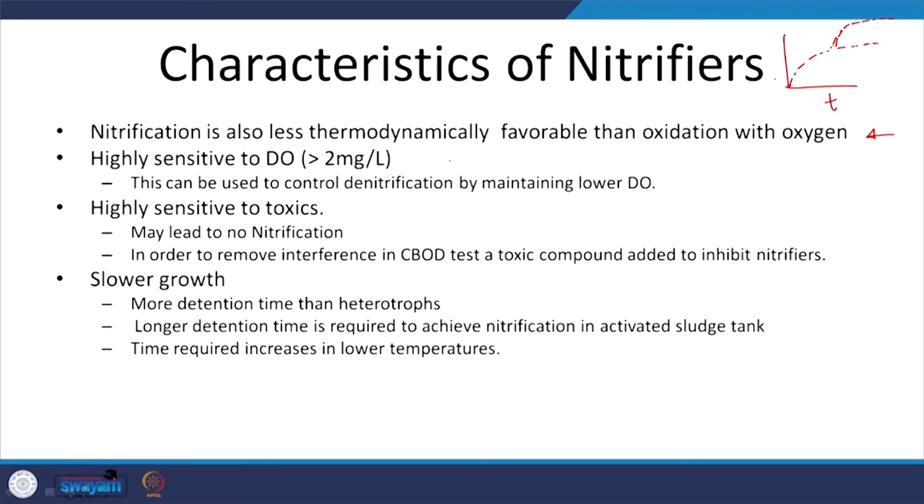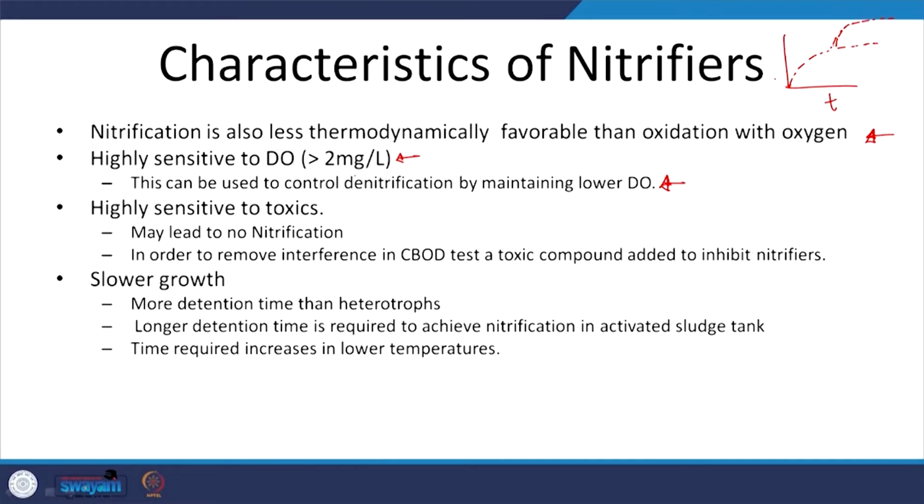Nitrification is also less thermodynamically favorable than oxidation with oxygen. It's a poorly framed sentence here, but you understand the issue. And they are sensitive to DO. So the DO is typically relatively higher. This is one way to control nitrification and thus later denitrification: maintaining a lower DO. You can maintain relatively low DO without being too close to 0, and at these levels you can still have aeration occurring, but nitrification will not occur.